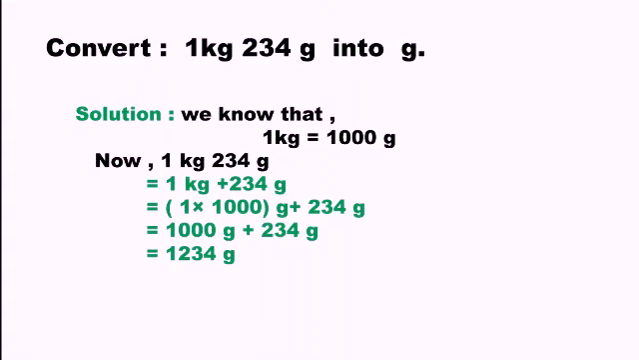After that, 1 kg 234 gram is 1 kg plus 234 gram, which equals 1 into 1000 gram plus 234 gram, then 1000 gram plus 234 gram equals 1234 gram. So this is the answer. In this way you have to convert.